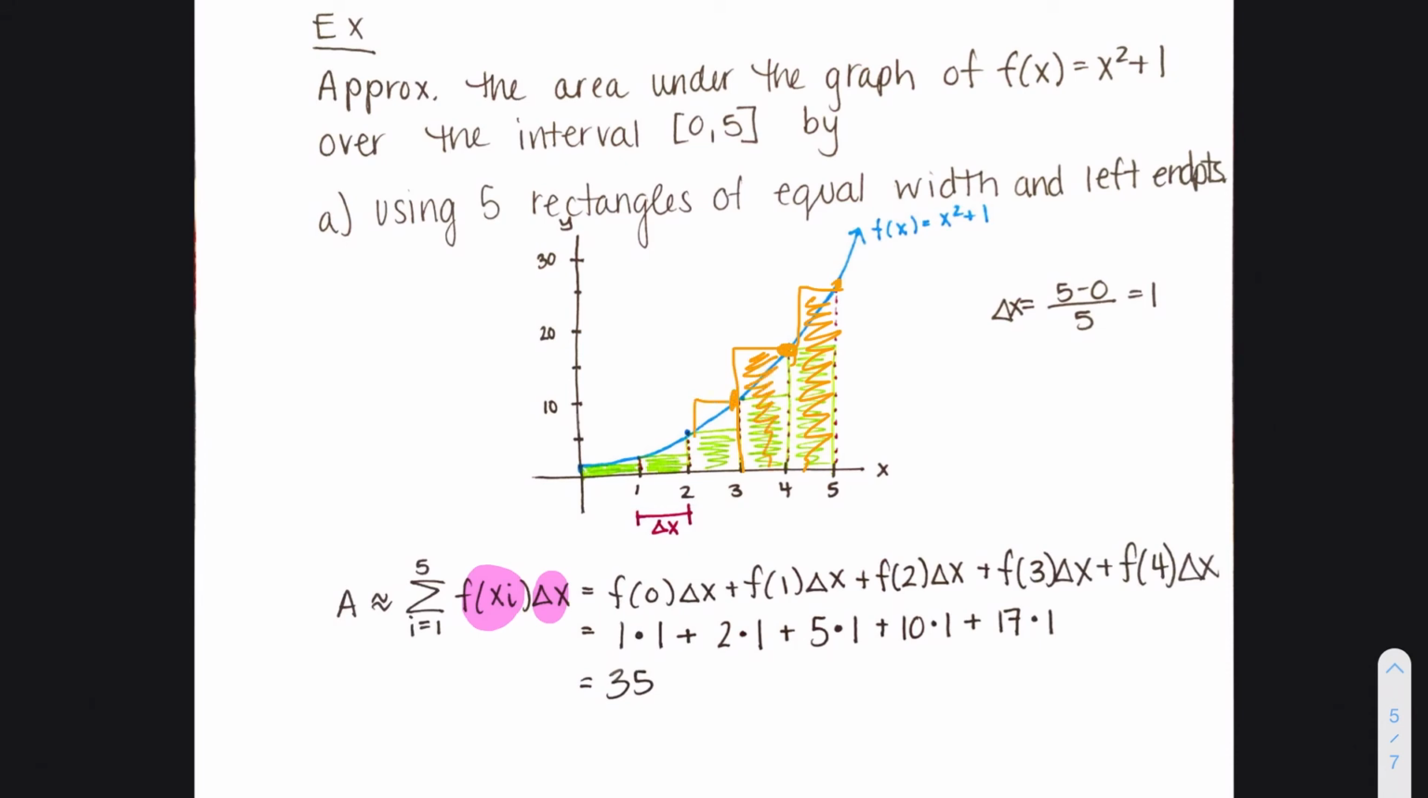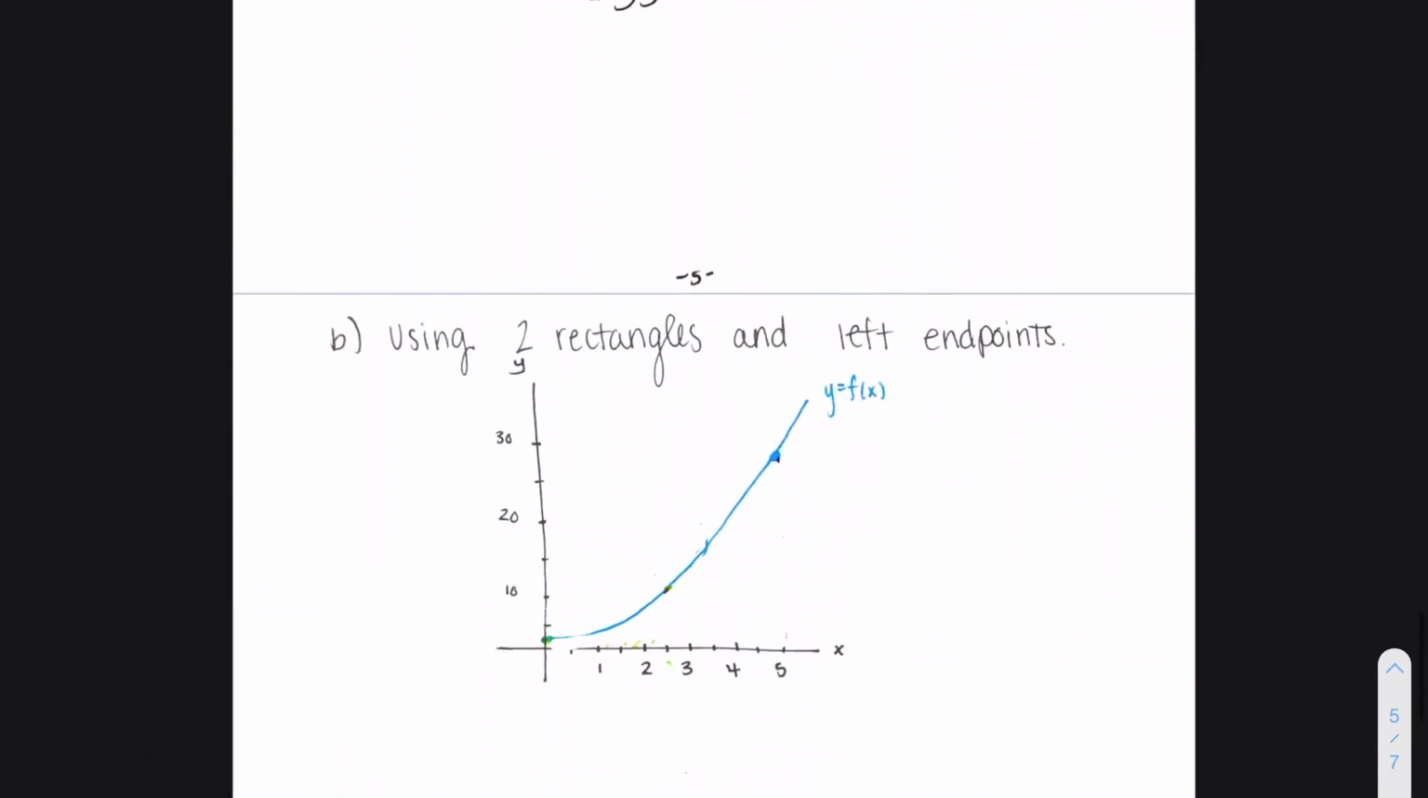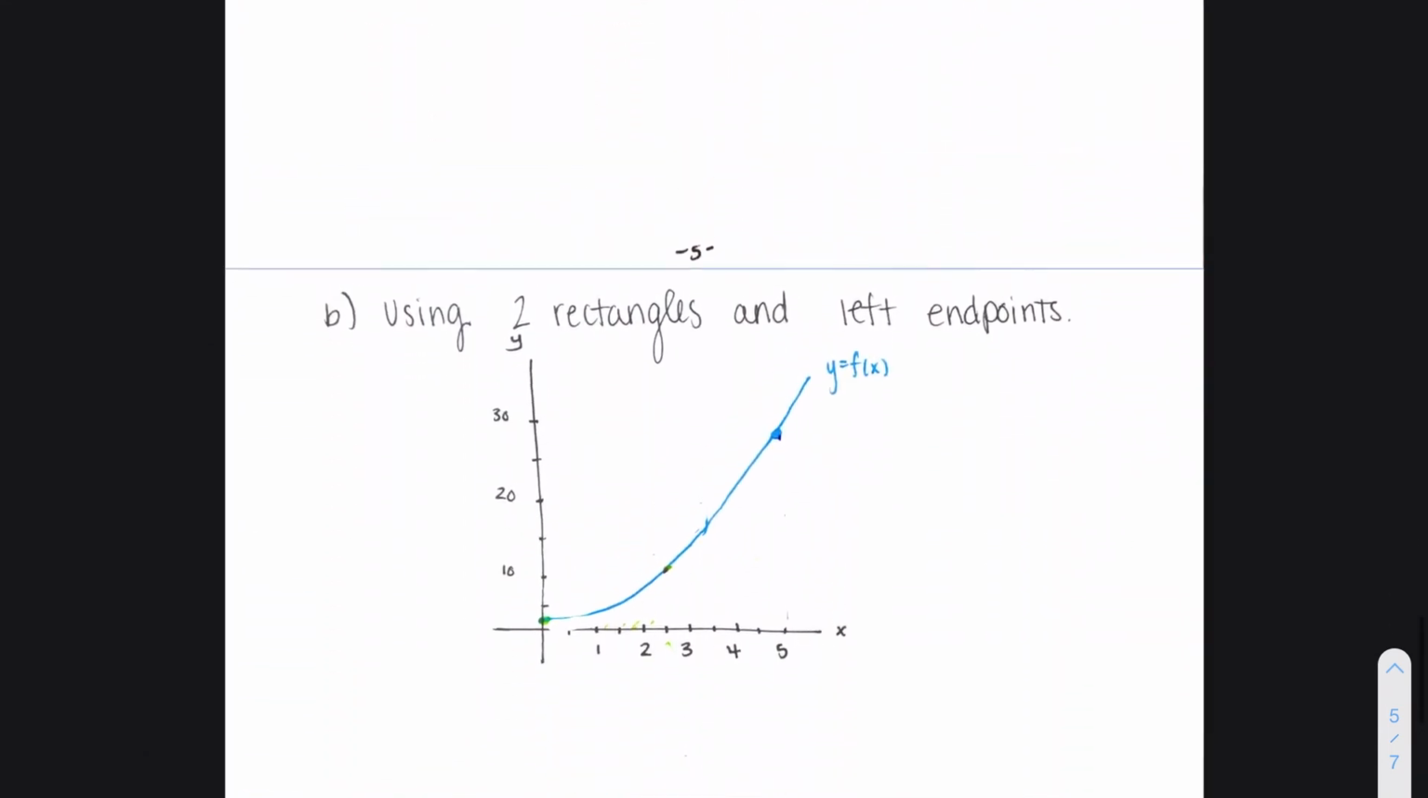We would use 3 here. Again, it's over. 2 here is over. 1 here would be over. So you'd still get an approximation for the area. It'll just be an overestimate instead. Okay? So let's try it again, but now using 2 rectangles, and we're going to use the left endpoints.